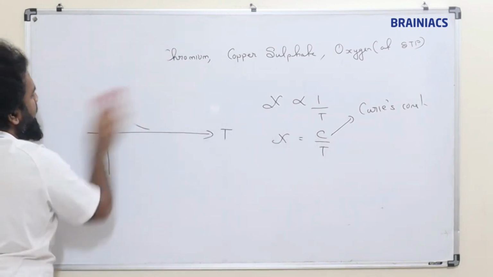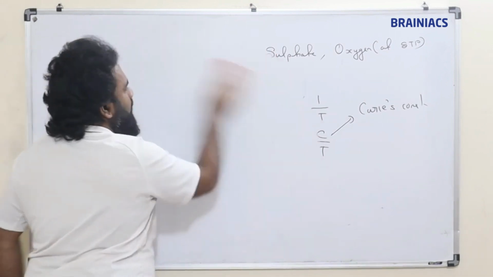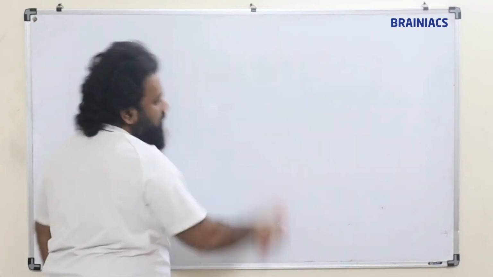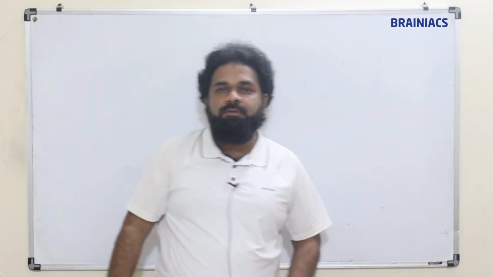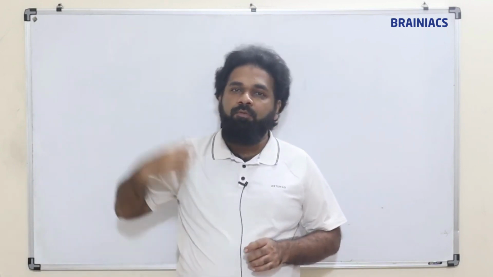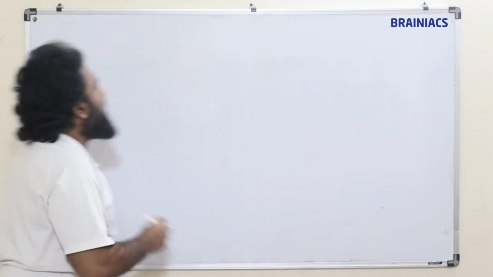Now we have seen diamagnetic substances and paramagnetic substances. Now we will see ferromagnetic substances.